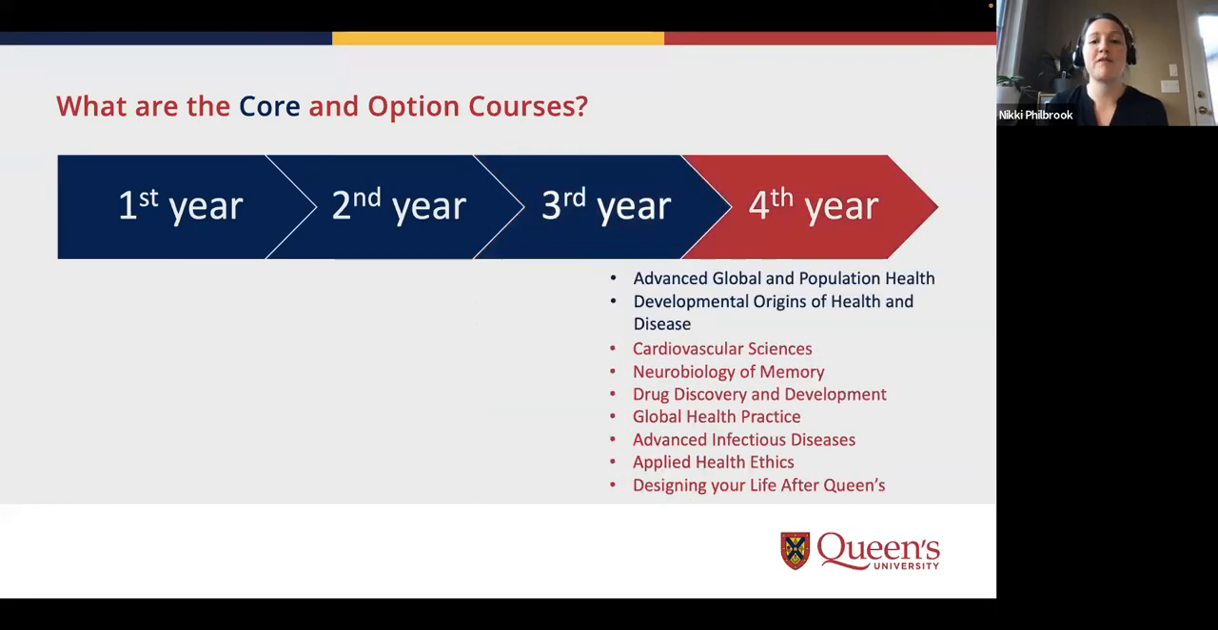And so you'll notice by fourth year, there's only 2 core courses that are required of you. So it's Advanced Global and Population Health, as well as a Developmental Origins of Health and Disease course. And then I provided a few of the different option courses that you could choose from here, but there is a much longer list than what I could provide on the slide. And it's really as you get into third and fourth year that you're able to follow the courses that really speak to you the most based on your experience in earlier years.